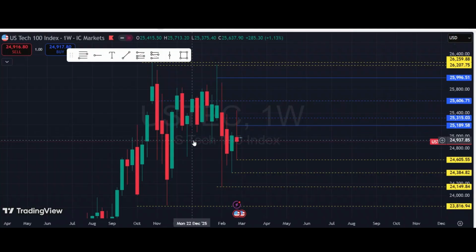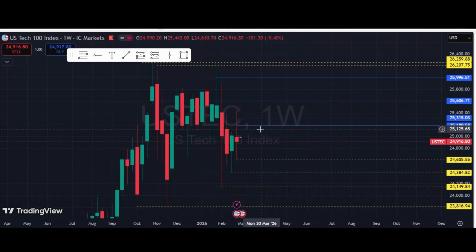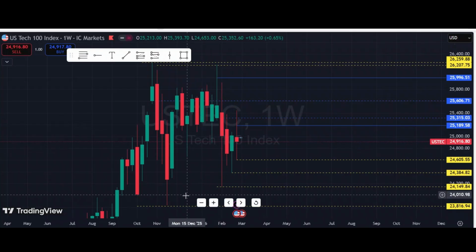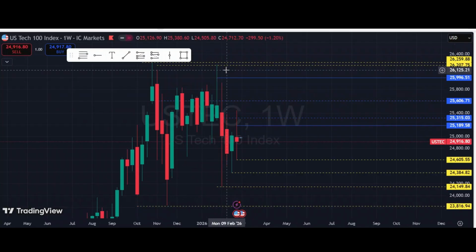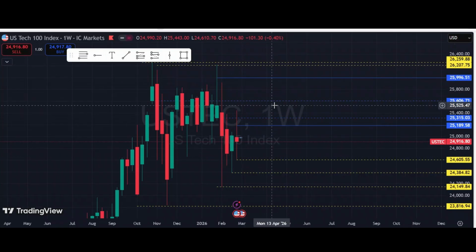So starting on the USTEC, as you can see, we've already mapped out these lines. From here, the upside, that's the high of the weekly, and then using the low of the week, which is here, the 23,817, and then the highs, this particular one, the 26,207 and 26,259 levels. So the whole of this area becomes our dealing range.